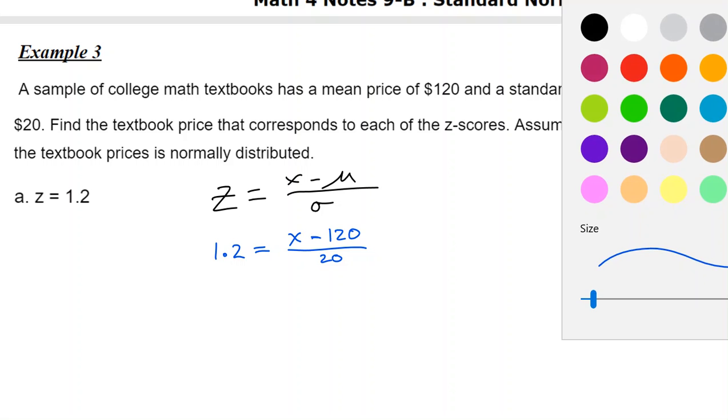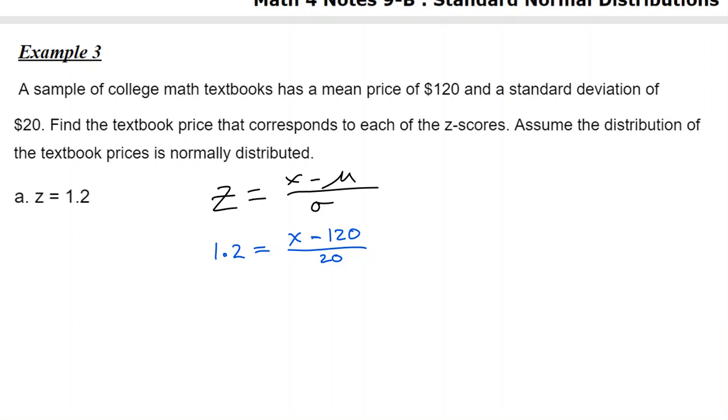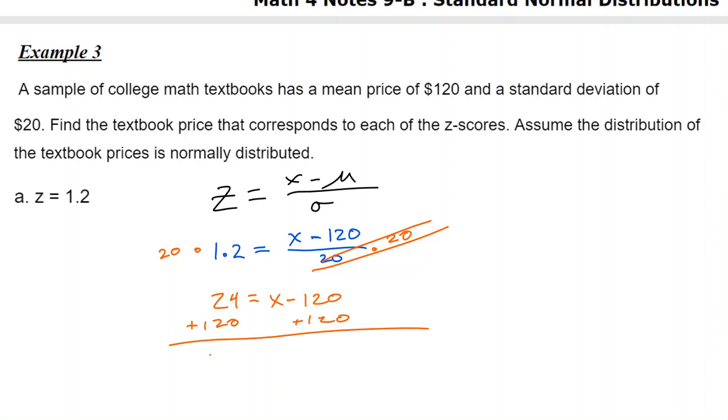Now, at this point, we have a normal algebra equation like you would solve out of Math 1. Get x by itself. Well, I'm going to have to deal with the 20 first. So these cancel out, and I'm going to wind up with 24 on this end. And I'm going to add the 120 to both sides. That's going to give me 144 here and x there. So that tells me a textbook with a z-score of 1.2 is probably going to cost 144.